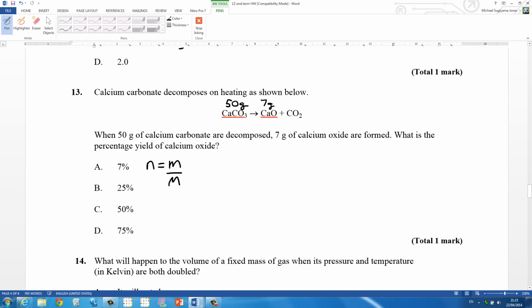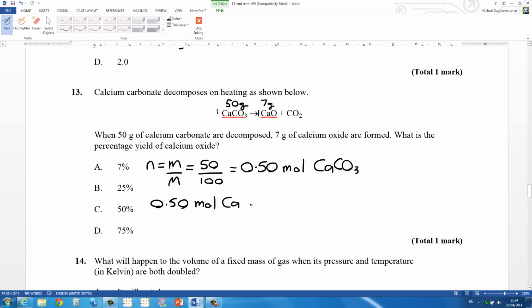The mass is 50. And the molar mass of calcium carbonate is approximately 100. So that equals 0.50 moles of calcium carbonate. So you have to calculate the theoretical yield. How much would you make if the reaction went according to the stoichiometry? And it's a 1 to 1 ratio. So you'd make 0.5 moles of calcium oxide.